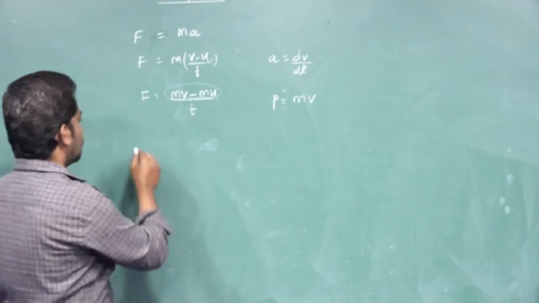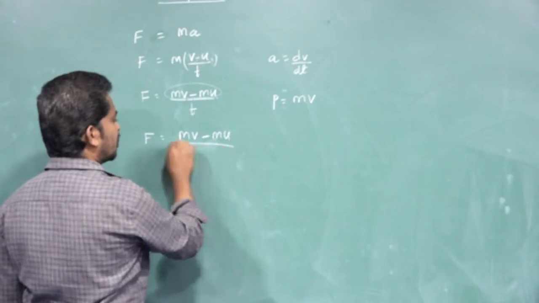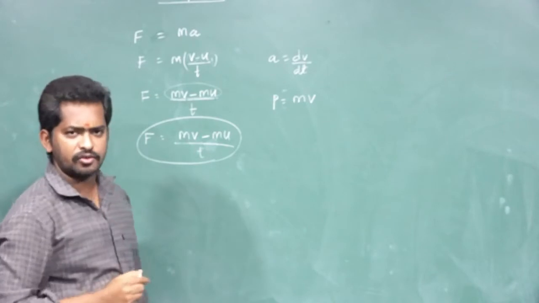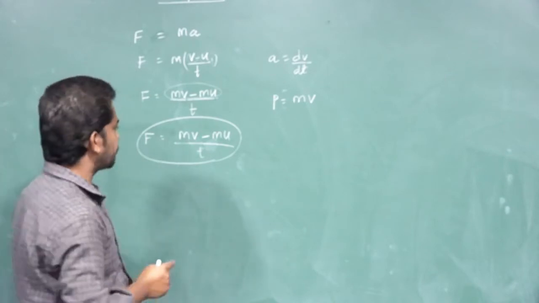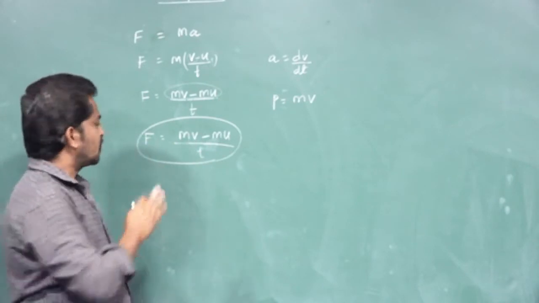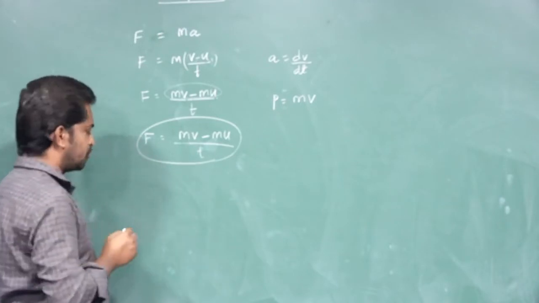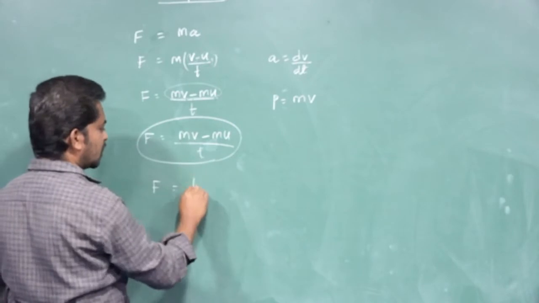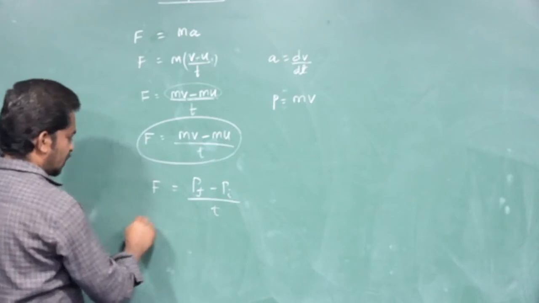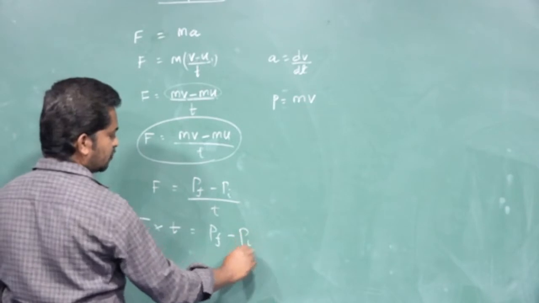F is equal to change in momentum divided by t. The rate of change of momentum is nothing but force, according to Newton's second law of motion. So F is equal to mv minus mu divided by t. Here is a very important point: F is equal to final momentum minus initial momentum divided by t. So F into t is equal to final momentum minus initial momentum.